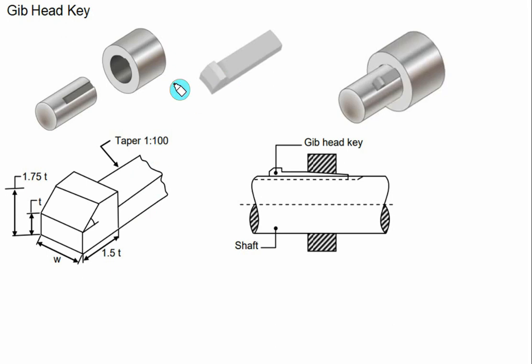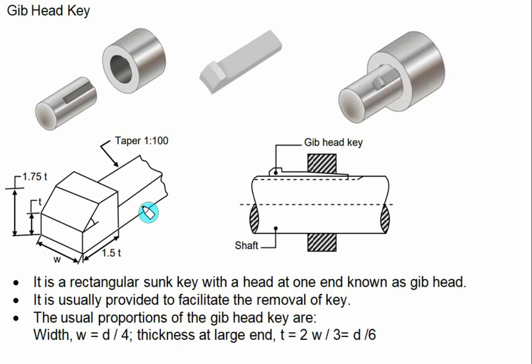So this jib is inserted in a key slot, and finally we get this arrangement where the shaft and the hub are connected by the jib head key. This type of key has a rectangular cross section and we have a head provided in the case of the jib head. It is normally provided to facilitate the removal of the key. The usual proportion is width taken as d by 4, thickness at the large end t equal to 2 times width divided by 3, which is equal to d by 6.